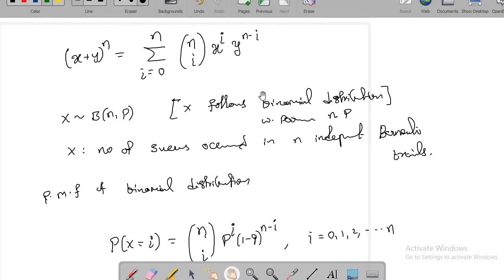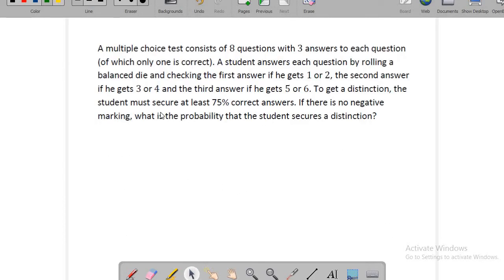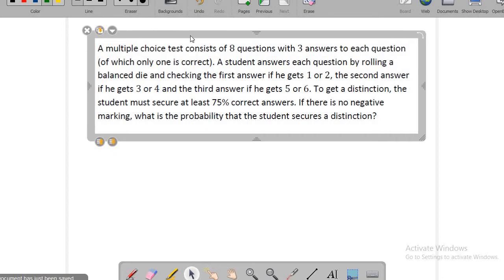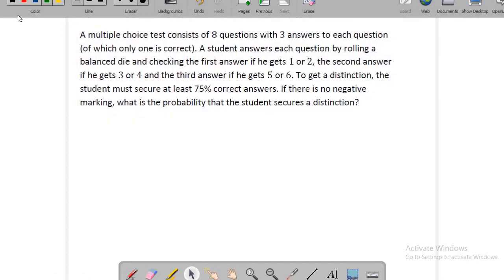Okay. So now let us try to answer this question. So here is the question. A multiple choice test consists of 8 questions with 3 answers to each question, of which only 1 is correct. So you could see that there are 8 MCQs, and now each has 3 choices, and only 1 is correct.